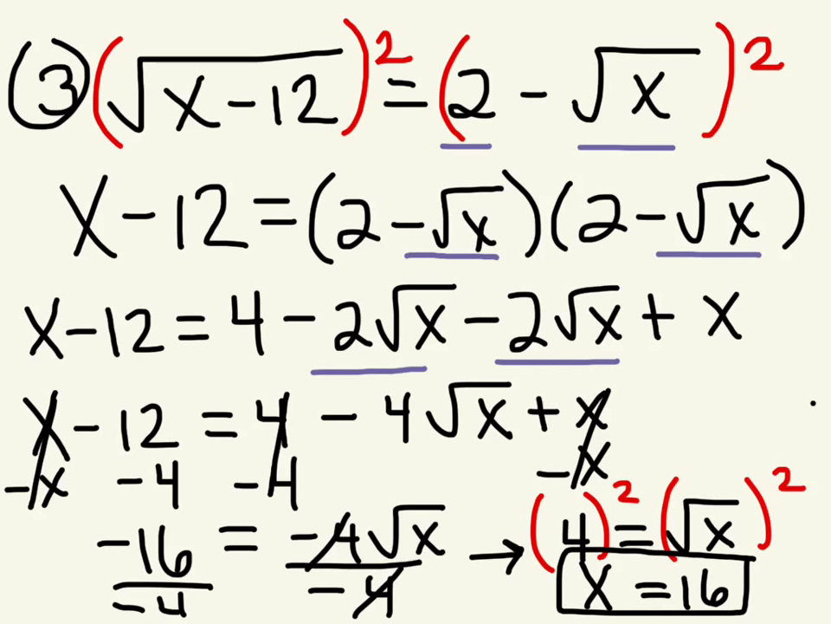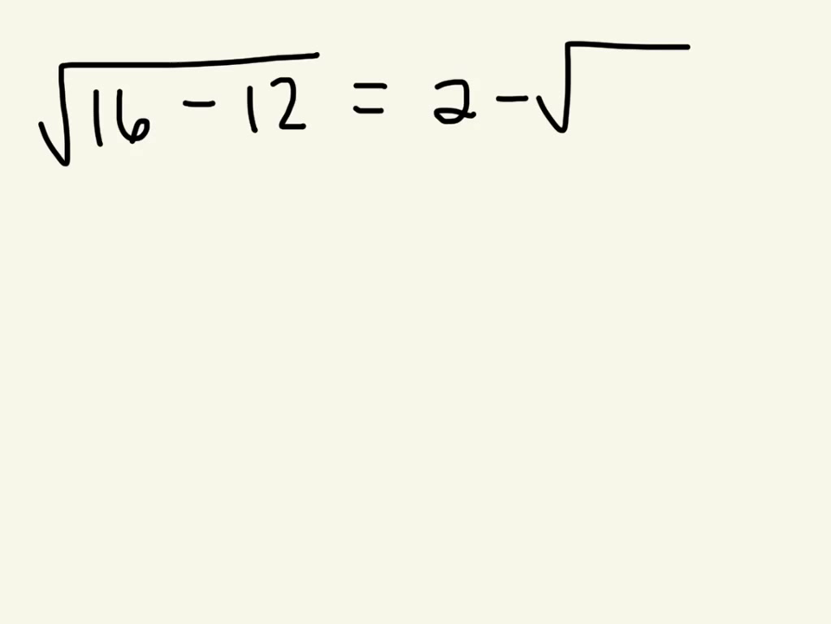But let's make sure that we check to verify that this works. So let's plug 16 in for x in our original equation. So what did we have here? Again, it was the square root of x minus 12. Plugging 16 in, though, I get the square root of 16 minus 12 set equal to 2 minus the square root of 16. Now, remember, we're trying to verify if the left side is equal to the right side. So let's simplify the left side and then simplify the right side and make sure they actually are equal to each other.